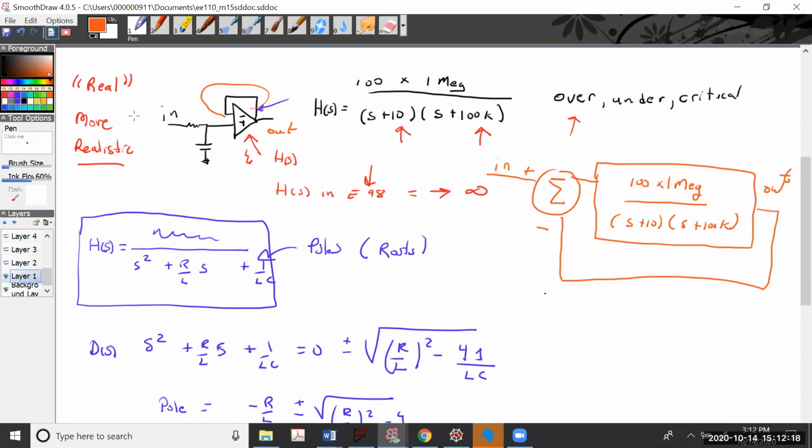Okay. The thing is this part here actually doesn't control whether it's over, under, or critically damped, because this is one real root, and multiplying a real root times a transfer function cannot make it over, under, or critically damped in and of itself. So I can kind of ignore it and just worry about this part.